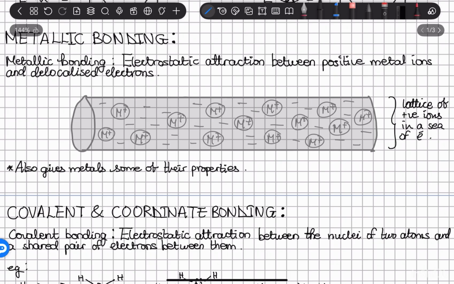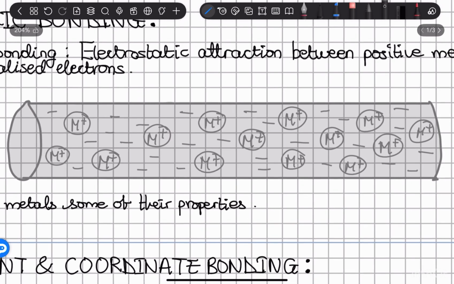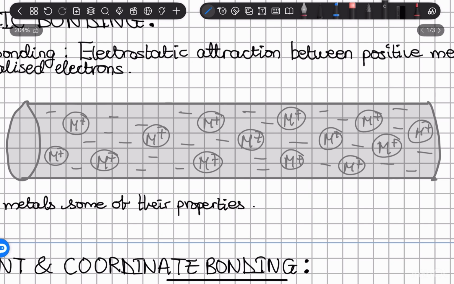Then we have metallic bonding. Again, similar. Metallic bonding is defined as the electrostatic attraction between positive metal ions and delocalized electrons. What do we mean by delocalized electrons? So, I've drawn this metal rod here, and the metal is just M. So that doesn't represent any element, if you were thinking that.